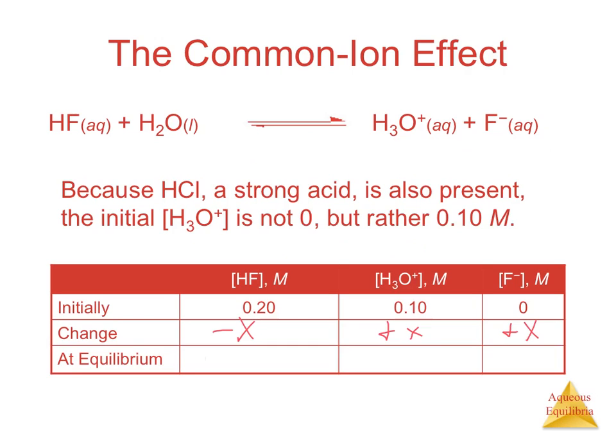So at equilibrium I'm going to have 0.20 minus X. And again, at first I'm going to use an approximation method, and I'm going to say that this is equal to 0.20. I'm going to have 0.10 plus X. And again, I'm going to do the approximation and say that that's 0.10. Remember, I always have to go back and check. And my fluoride ion concentration is going to be X.